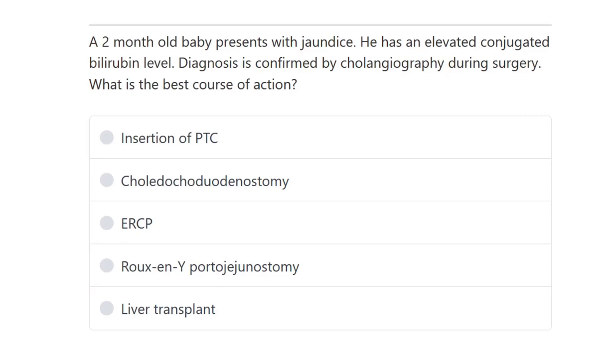A 2-month-old baby presents with jaundice. He has an elevated conjugated bilirubin level. The diagnosis is confirmed by cholangiography during surgery. What is the best course of action?